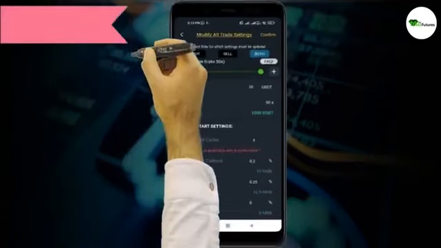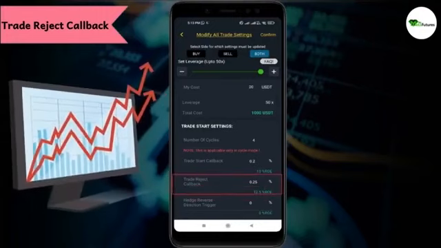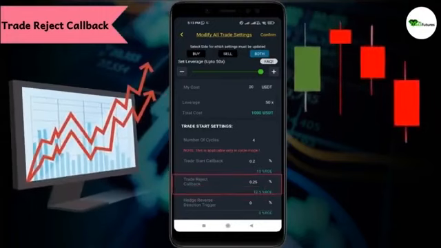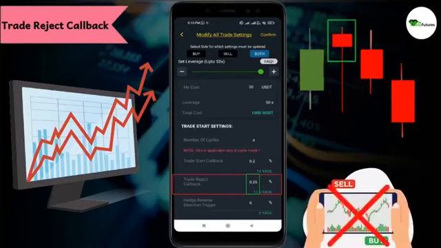Let's talk about trade reject callback. Suppose you have placed a trade that the market will go up, but instead of going up, it started going in the opposite direction. As I have set the trade reject callback's value at 0.25, when the trade goes down by 0.25%, the bot will immediately reject the trade, and the trade will not be placed.